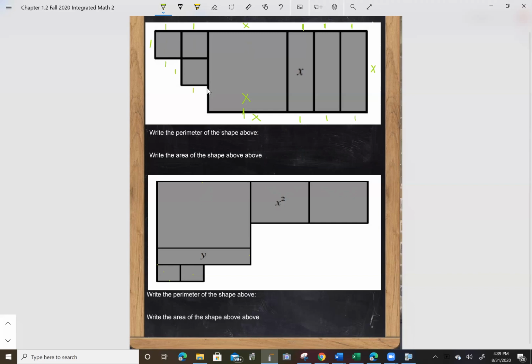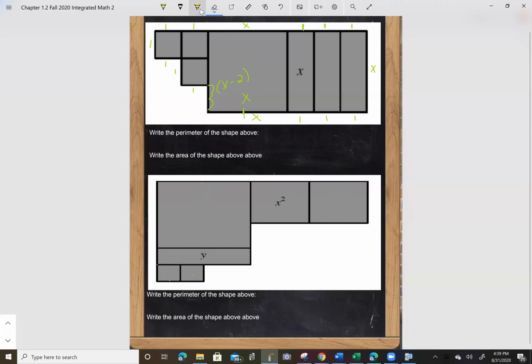This one is tricky. The whole side length is x, and then from here to here is 2. So what's left over is x minus 2.